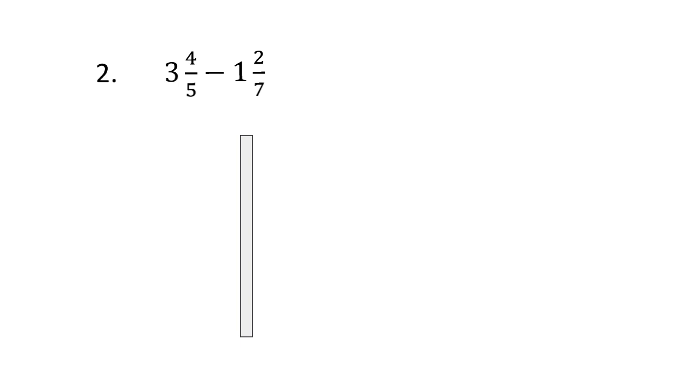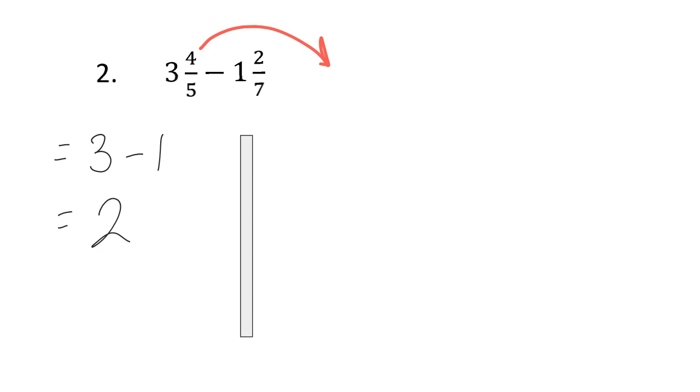Okay, question 2. Start again. We've got our whole numbers. This time it's a subtraction. So our whole numbers here are 3 and 1. So we have 3 take away 1 equals 2. We'll leave that there for the time being while we deal with moving the fractions.